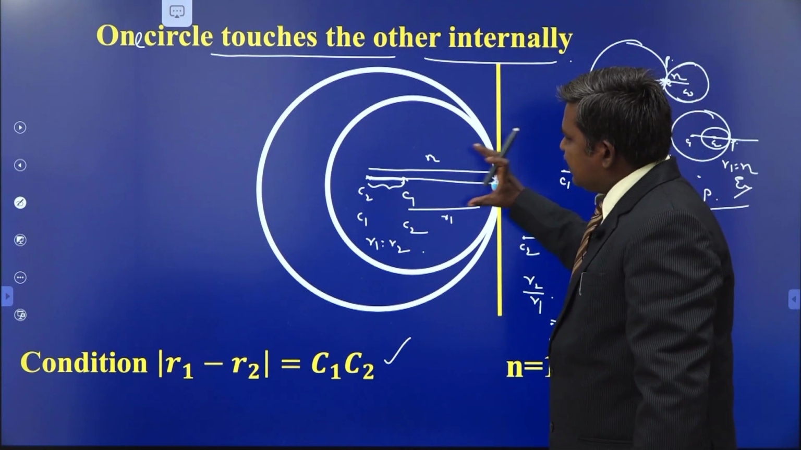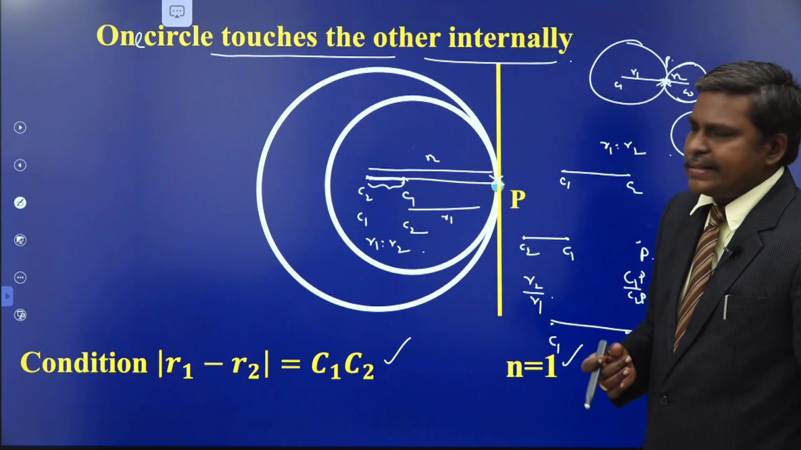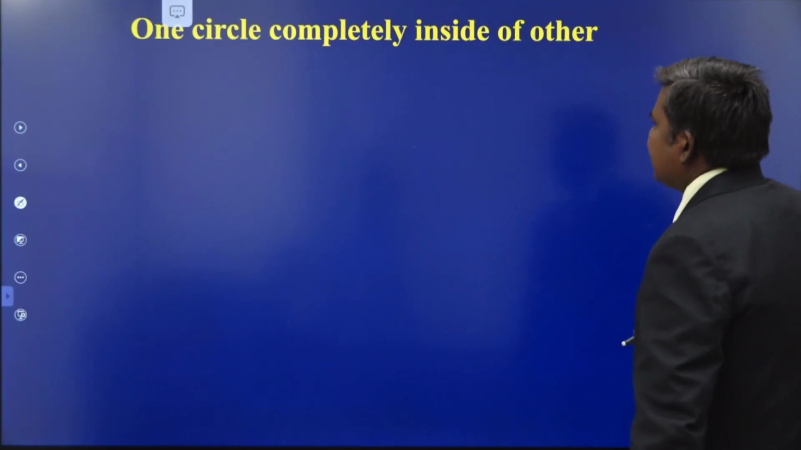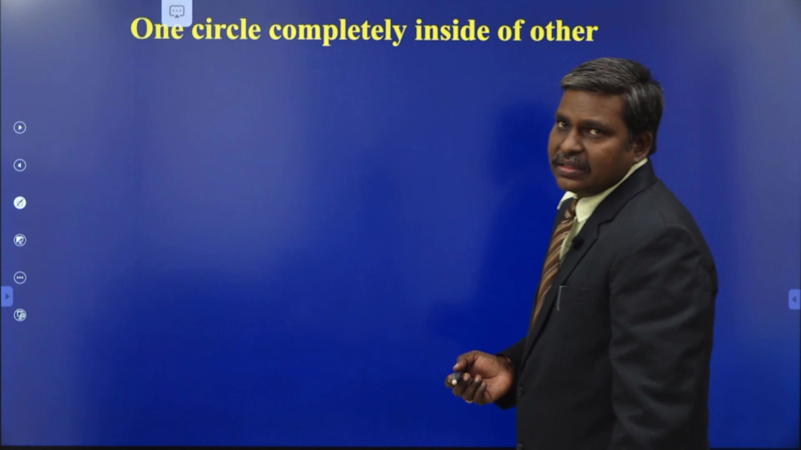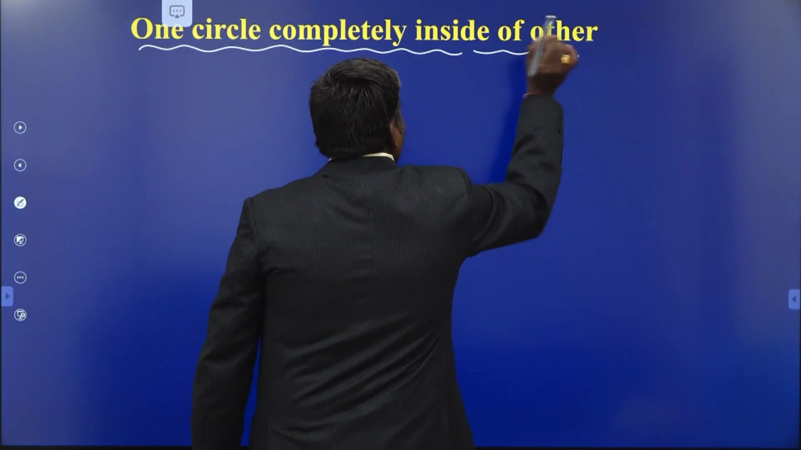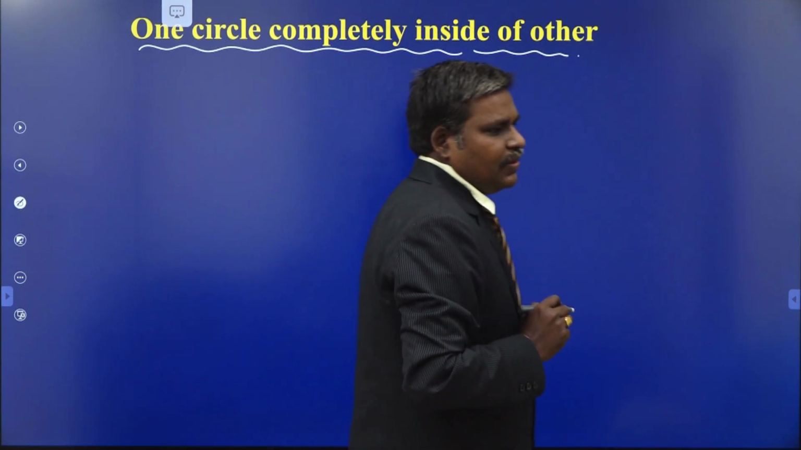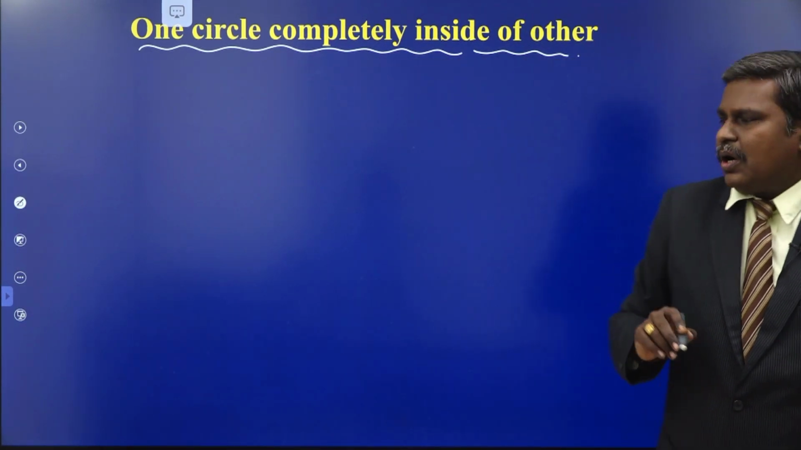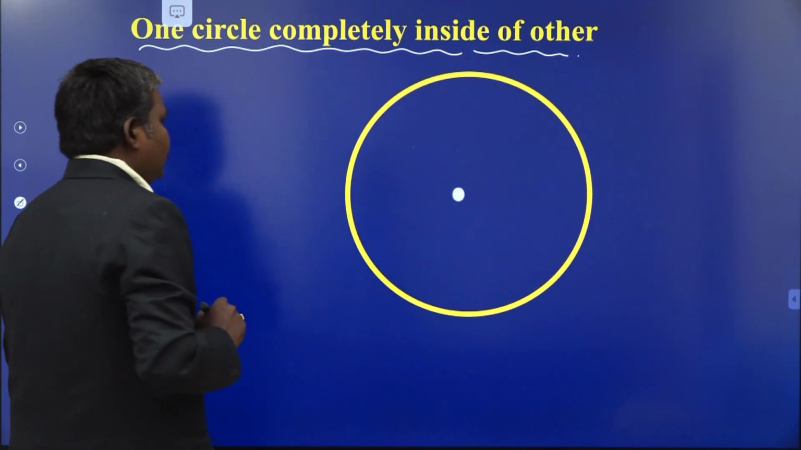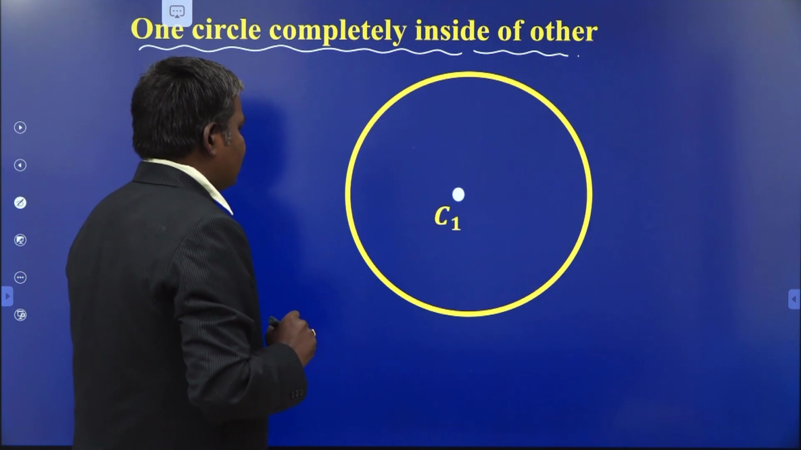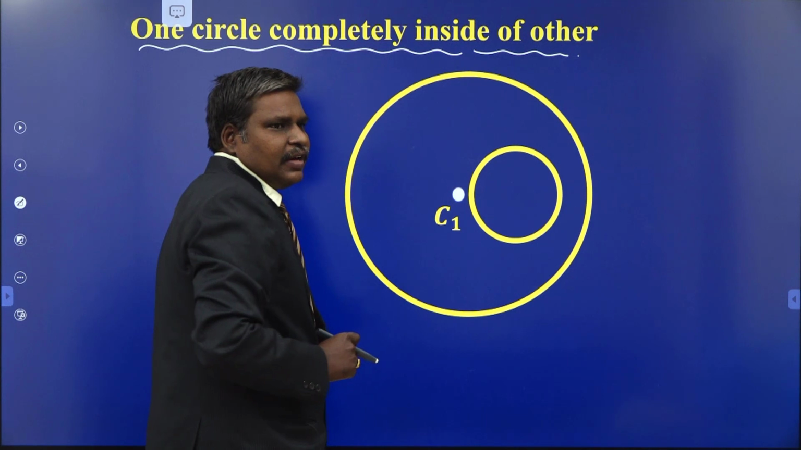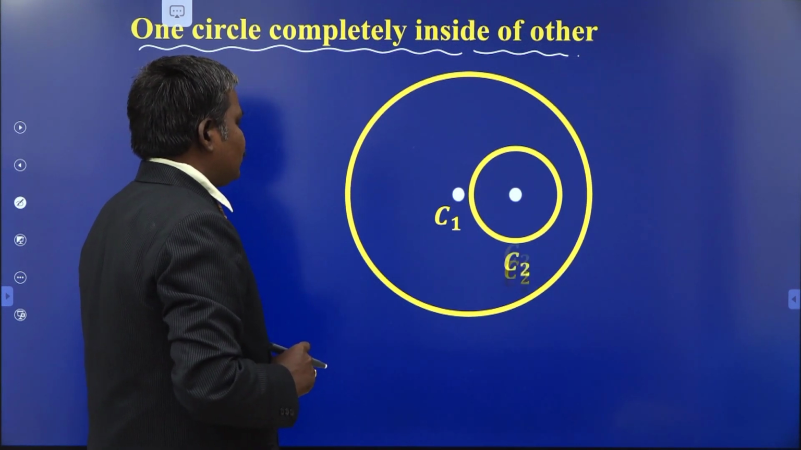Suppose the circle is inside of the other, what happened? Let us see. One circle completely inside of the other, then what is the condition? So, how to draw this figure? This is one of the circles and it is the center of the circle, C1 say. This is the other circle. It is completely inside of the first circle. Its center is C2 say.